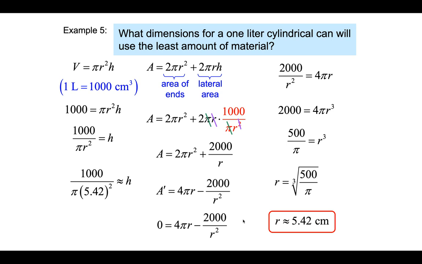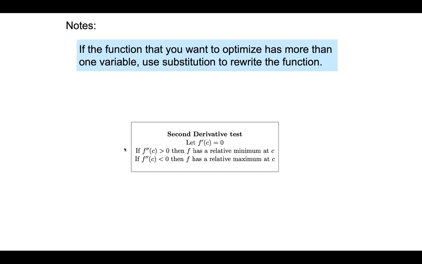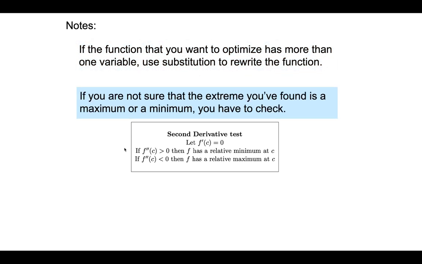Now, to get the height, because that is the other dimension we need, we're going to use this 1,000 divided by pi r squared equals h formula. So 1,000 divided by pi times 5.42 squared is going to equal 10.83 centimeters. If the function that you want to optimize has more than one variable, use substitution to rewrite the function like we just did.